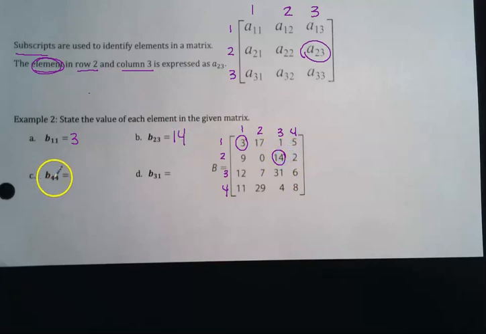Okay, so the next element, B, 4, 4. What is B, 4, 4? Excellent, that should be 8, right? 4 and 4 is 8. And the last one, what's B, 3, 1? Perfect, it should be 12, because it's in the third row and the first column. Perfect! That's very nice. So just picking out the different parts of your matrix.